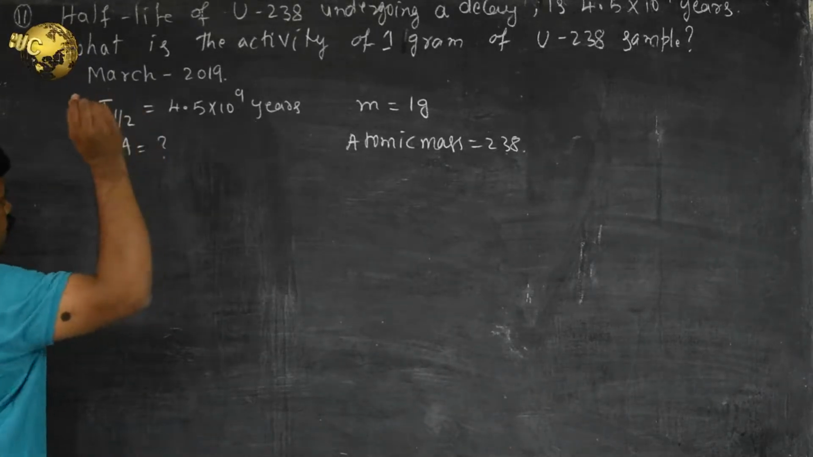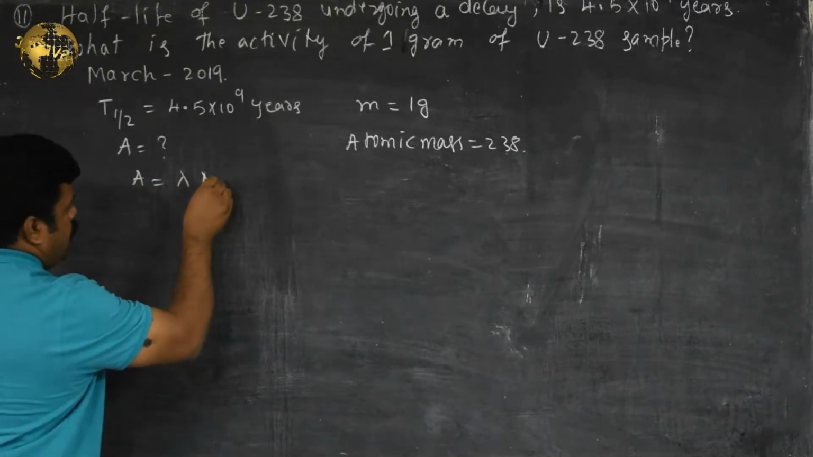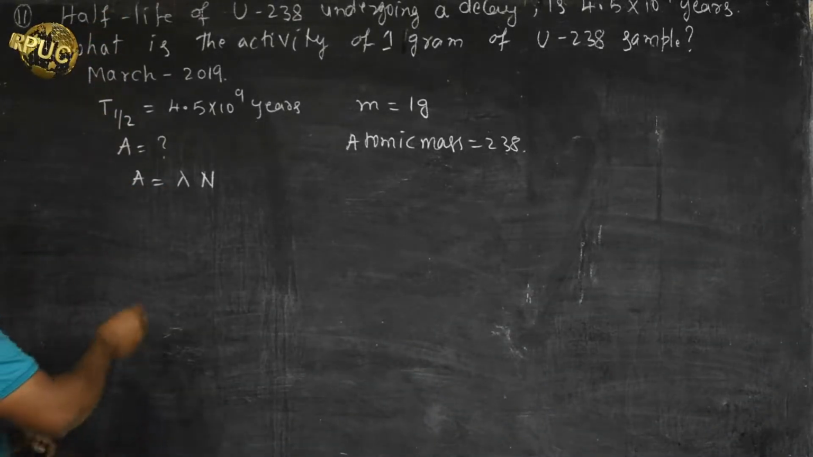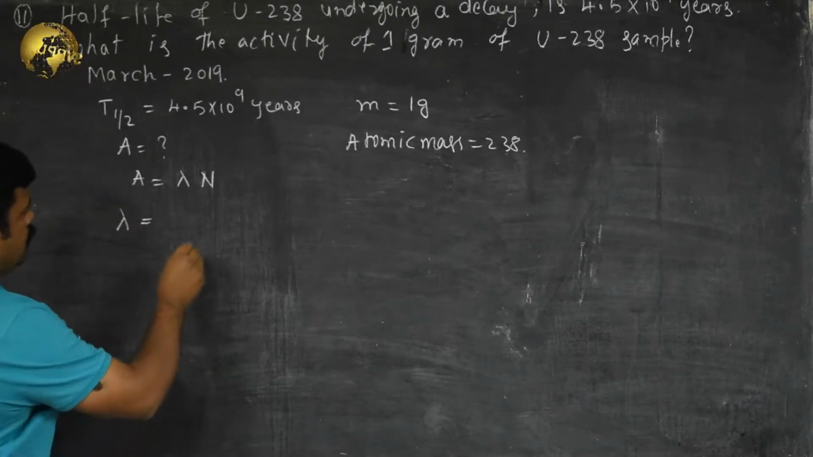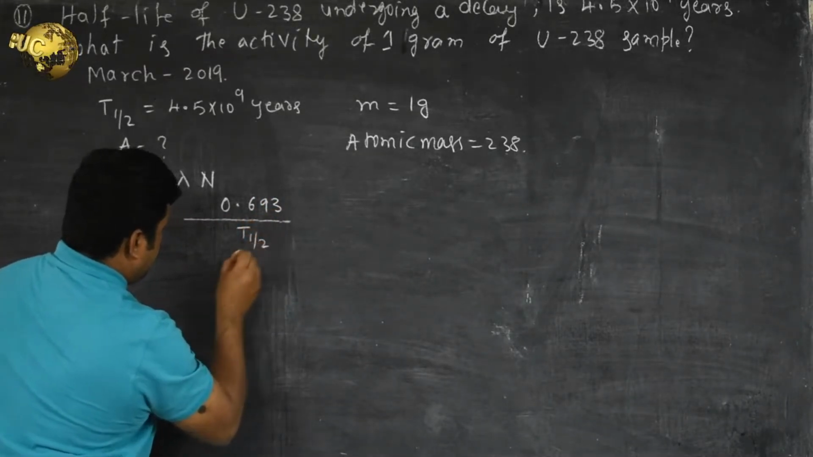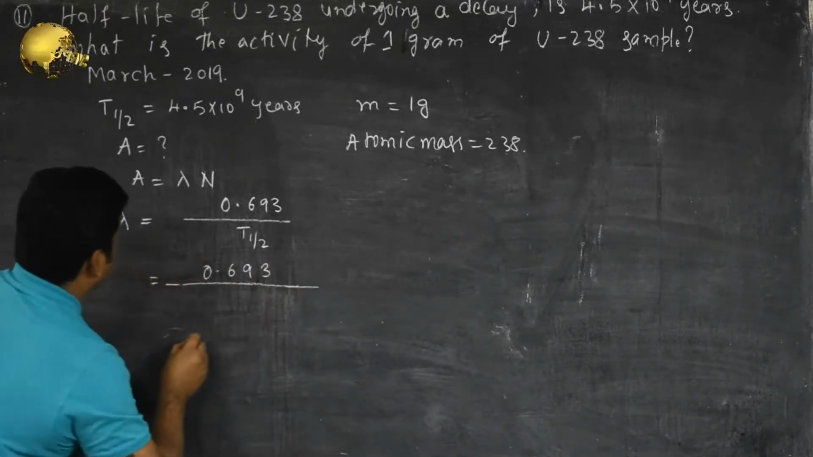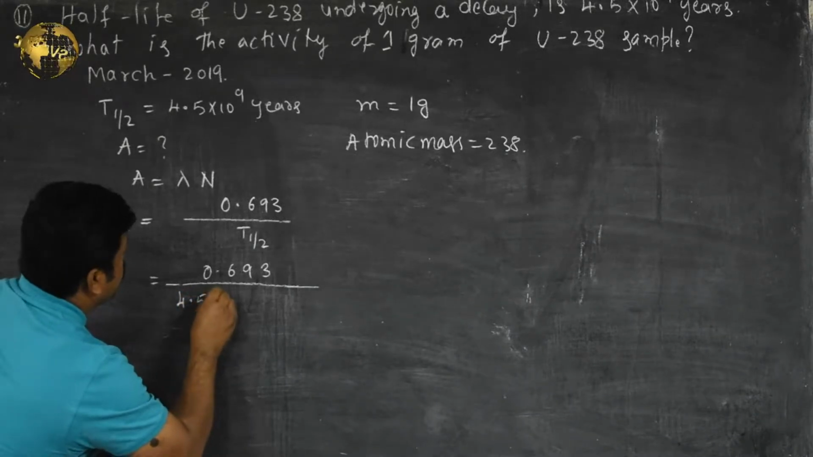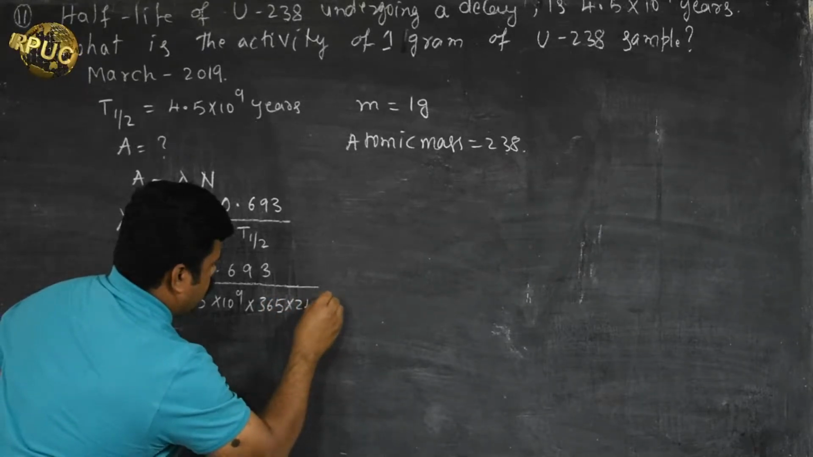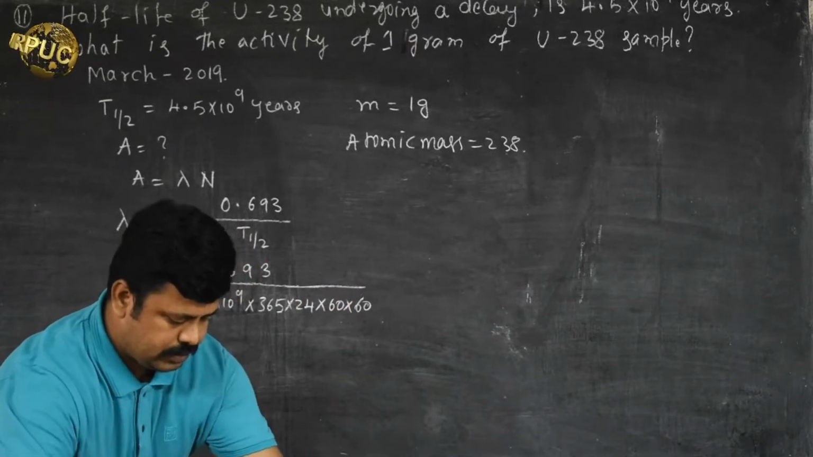We need to calculate the activity, A is equal to question mark. So activity is equal to lambda N, that is disintegrations per second, equal to the decay constant into the number of atoms. Let's find this lambda, which is given as 0.693 divided by the half-life. So 0.693 divided by 4.5 into 10 to the power 9 into the year, which means 365 days, 24 hours, 60 into 60. Okay, so let's calculate this.